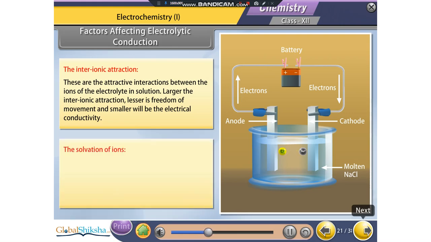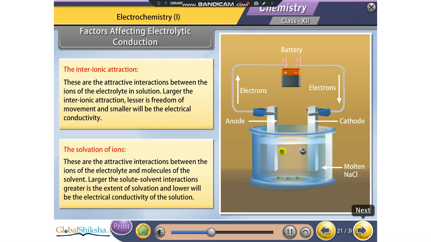The solvation of ions. These are the attractive interactions between the ions of the electrolyte and molecules of the solvent. The larger the solute-solvent interactions, the greater is the extent of solvation and lower will be the electrical conductivity of the solution.